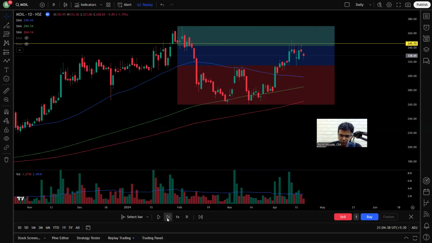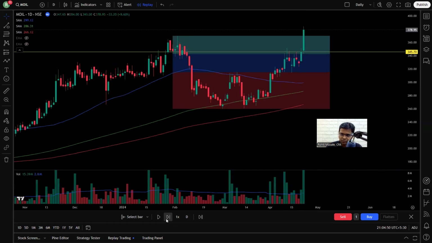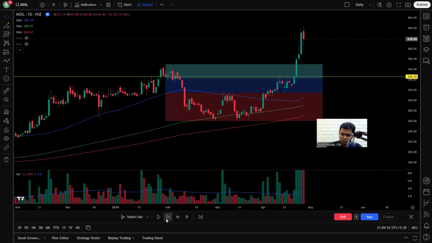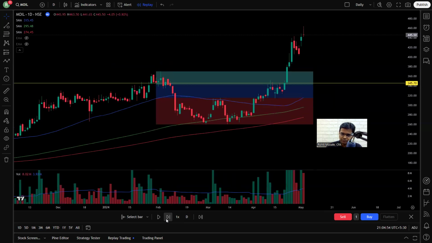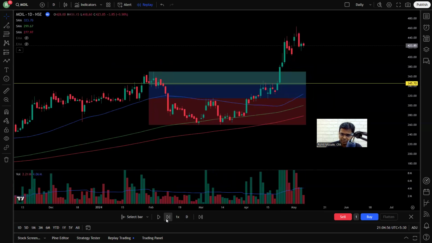I will move the price forward, and by the way, again, just to mention, as per SEBI regulations, this is older data. This is April 2024. We are in February 2025. So I'm moving this price forward till May. Look how the breakout worked. This is fantastic price action, by the way.